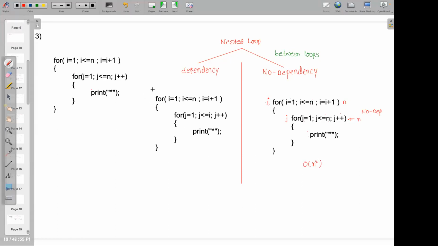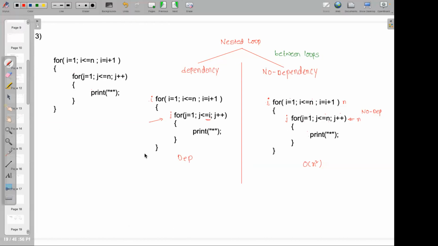Whereas if you see, this is the I loop and this is the J loop. Now, how many times do you need to run this J loop? It depends on the outer loop variable. Therefore, this is called a dependency. Hope this is clear.